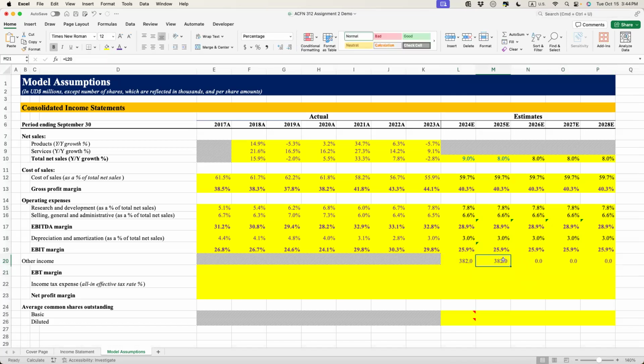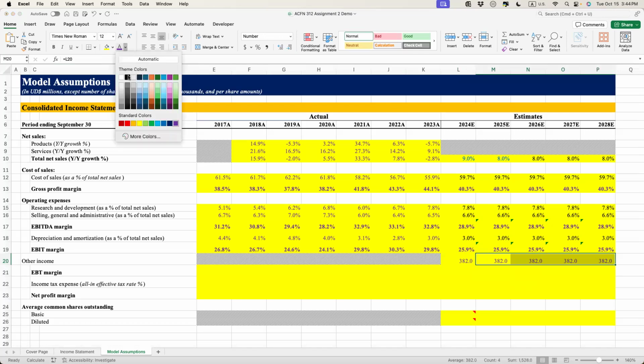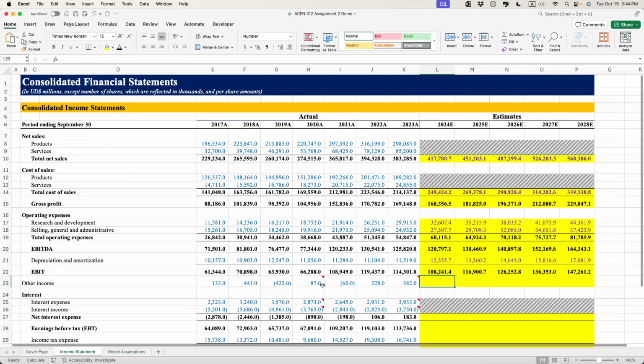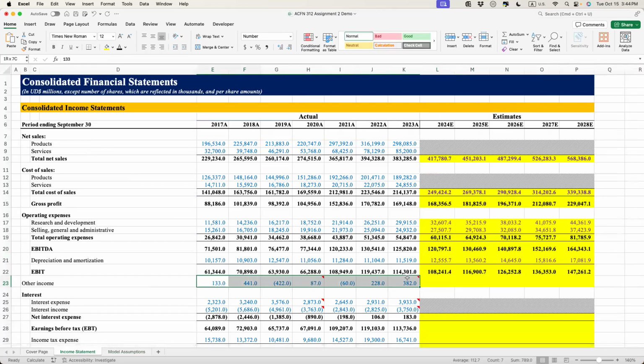So for 25, you have to link to 2024. The only value you link back to the income statement will be 2024. So technically speaking, this should be black because it is not linking from another sheet. Only this one is linking from another sheet. If we come back here, if you recall in the Amazon example, there are actually many ways to project this other income. There are 7 methods.